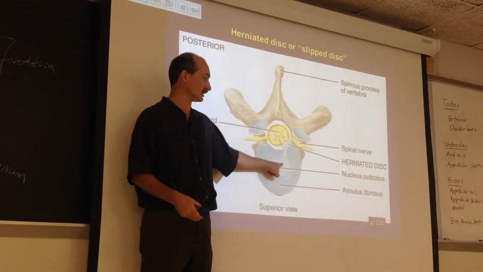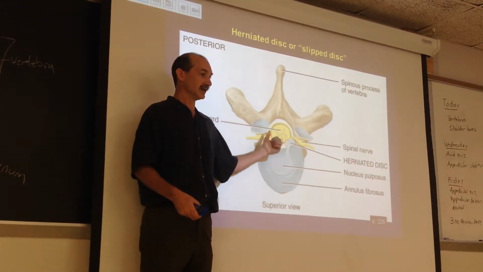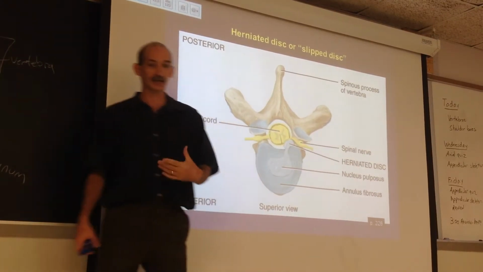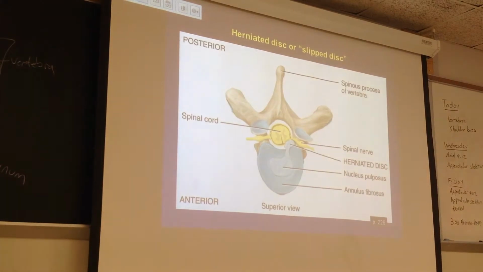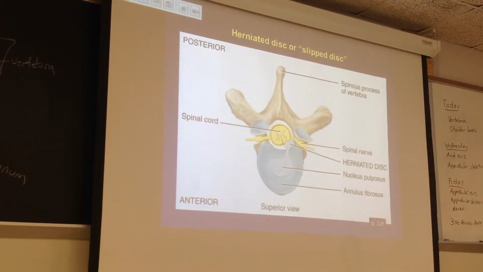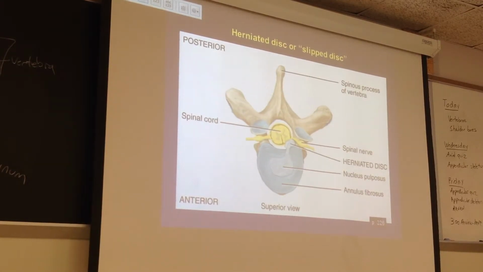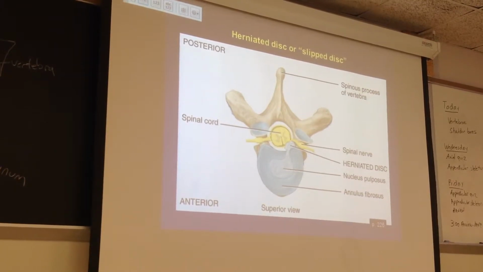The center is softer than this outer area is. But for one reason or the other, it can develop this sort of protruding area, and that can push against the spinal cord or against the spinal nerve or both. And when that happens, you can have pain, you can have sensory dysfunction, numbness, muscle dysfunction, weakness, paralysis, depending on the severity and depending on the location.